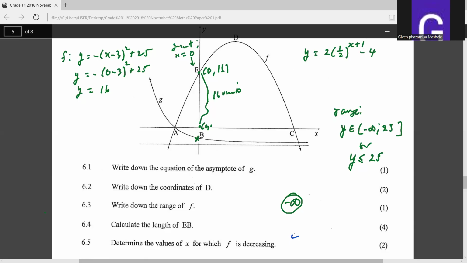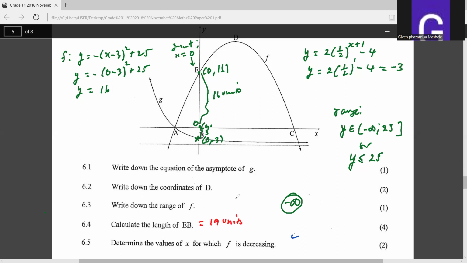Since B is the y-intercept of this function, we need to let x be 0. So where there is x, we put 0. It will be half to the 0 plus 1, which is 1, minus 4. When we work this out, it gives us minus 3. So the coordinate of B is (0, -3), which means from O to B it's 3 units. So if you wanted to know the length of EB, EB will be 19 units.